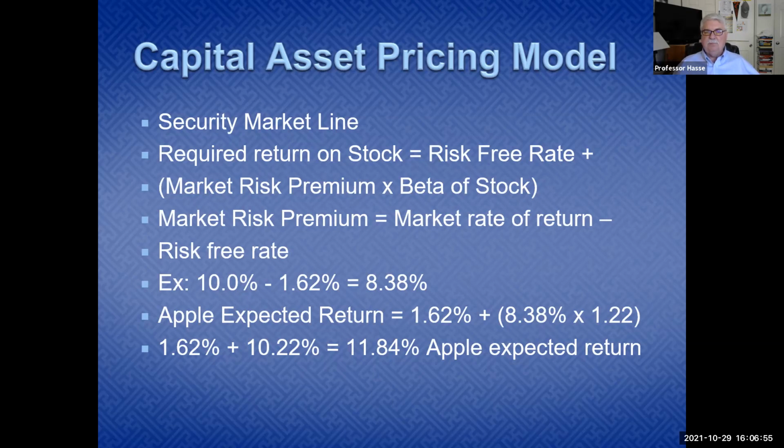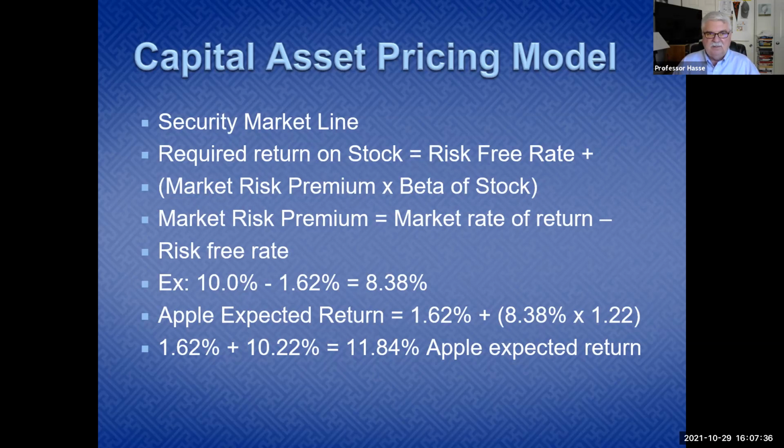So if I called up my stockbroker today and said, I'm thinking about buying Apple stock on Monday morning, what do you expect the return on that Apple stock is? Well, your broker might say, let's look at the capital asset pricing model. Right now, the capital asset pricing model says the required return on a stock is equal to the risk-free rate in the market plus the market risk premium times the beta of that particular stock, in this case, Apple. What is the market risk premium? The market risk premium is defined as the market rate of return minus the risk-free rate.